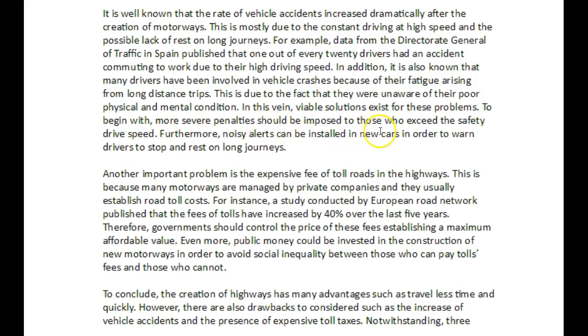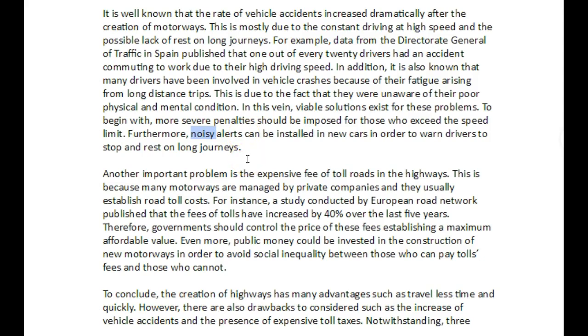More severe penalties should be imposed. We impose penalties on all 4 things. I would say in this case it should be 4. More severe penalties should be imposed for those who exceed the speed limit. The collocation for this is the speed limit. Furthermore, noisy alerts can be installed in new cars. I would say audible alerts can be installed in new cars in order to warn drivers to stop and rest on long journeys.